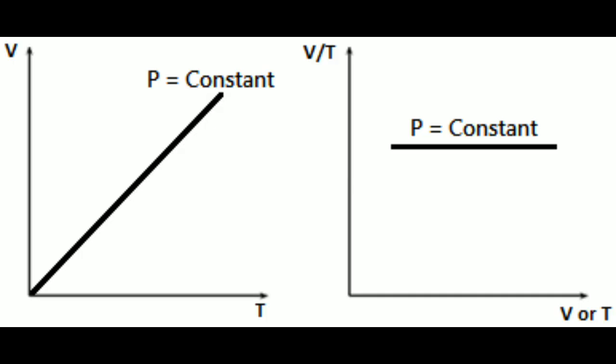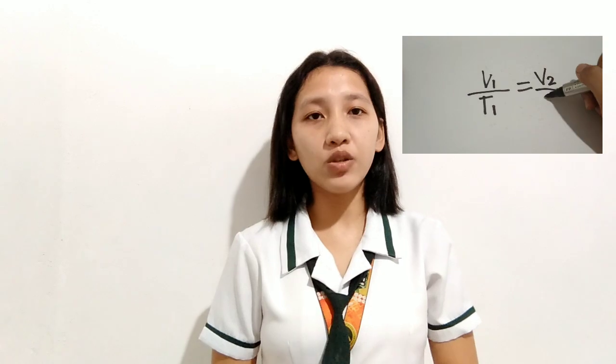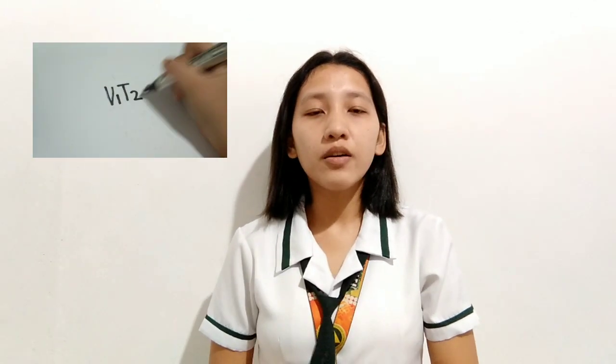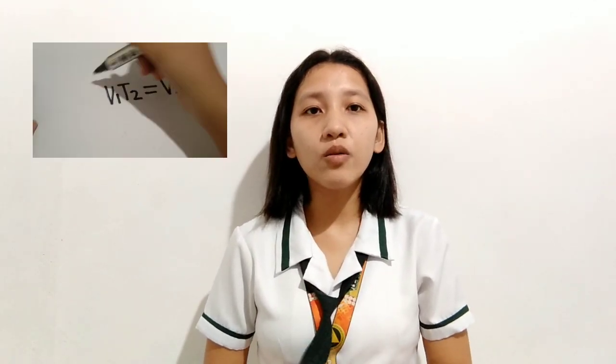Just to recall, Charles' law is concerned about the direct proportional relationship between volume and temperature. And earlier, we learned that the formula for Charles' law is V1 over T1 equals V2 over T2. And we have to cross multiply this in order to get the final equation, which is V1 T2 equals V2 T1.